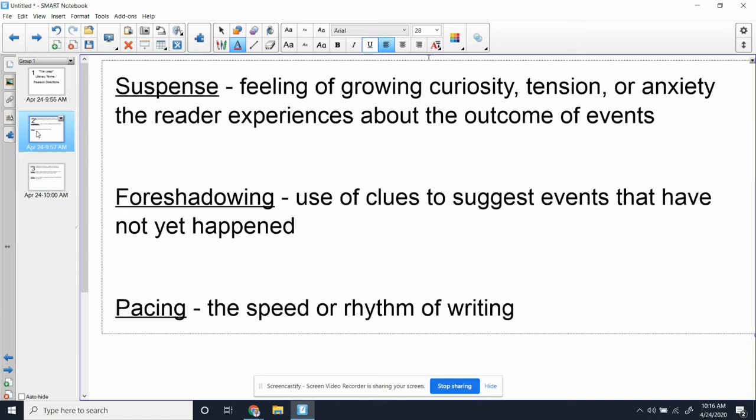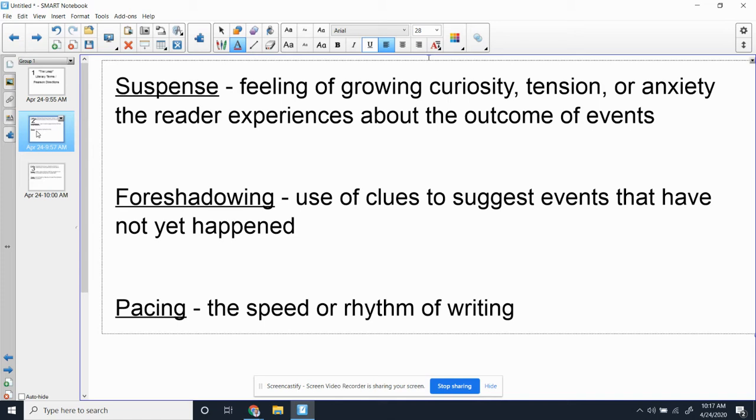This is going to be important because your last big assignment of the year is going to be to write a story, and this is one good element to include to make your story better, something that will add suspense. Now, there's lots of different ways that you can add suspense to stories, but we're going to specifically talk about two of them that are used in The Leap.